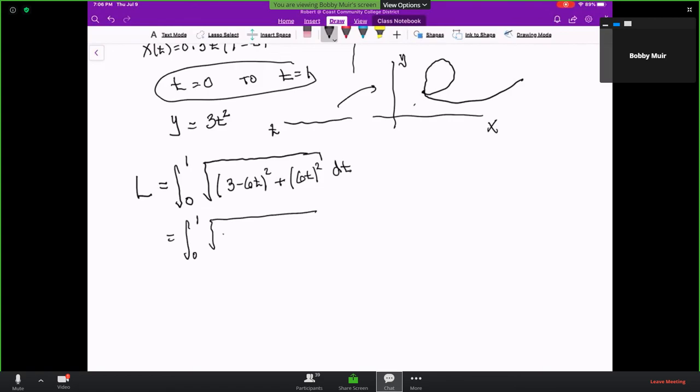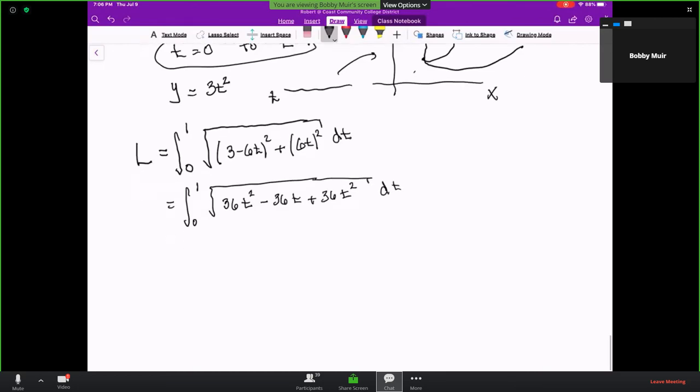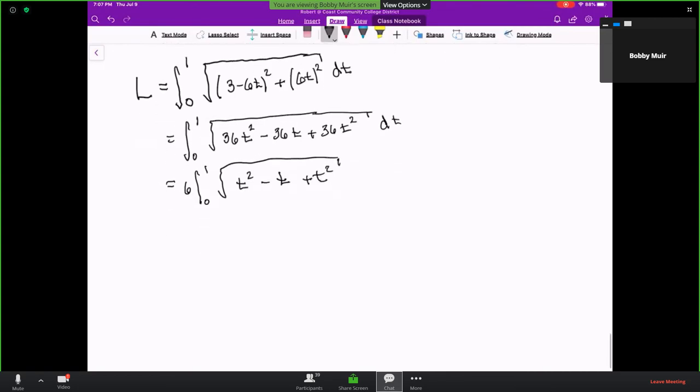And it's going to be the integral of 36t squared minus 18, doubled 36t, plus 36t squared dt. And then it'll take the 6 out of it, 0 to 1. And now it's going to be t squared minus t plus t squared. Okay. All right, now what? And we factor out the square again. So then it's just t minus.